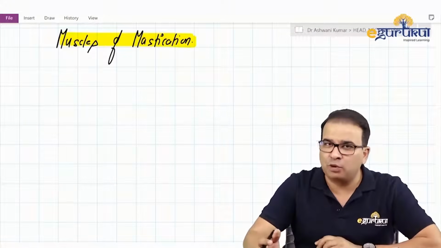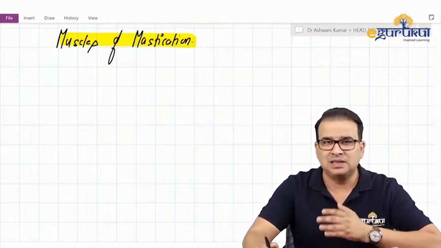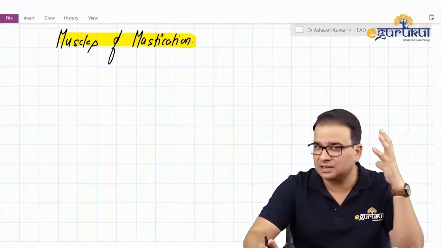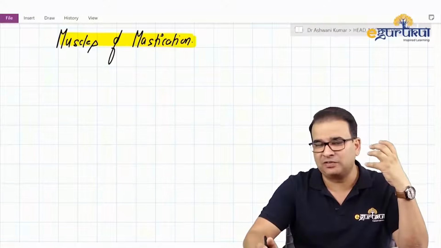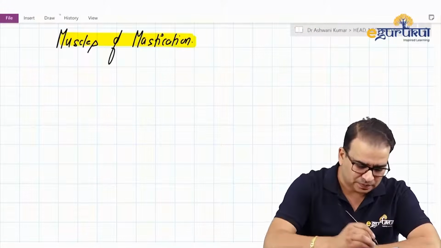Needless to say, there are four muscles of mastication. We've got the medial pterygoid, lateral pterygoid, temporalis, and the masseter. If I talk about the size, the temporalis is the largest muscle, and the masseter is the strongest muscle of mastication, the one which is present outside the ramus of the mandible.